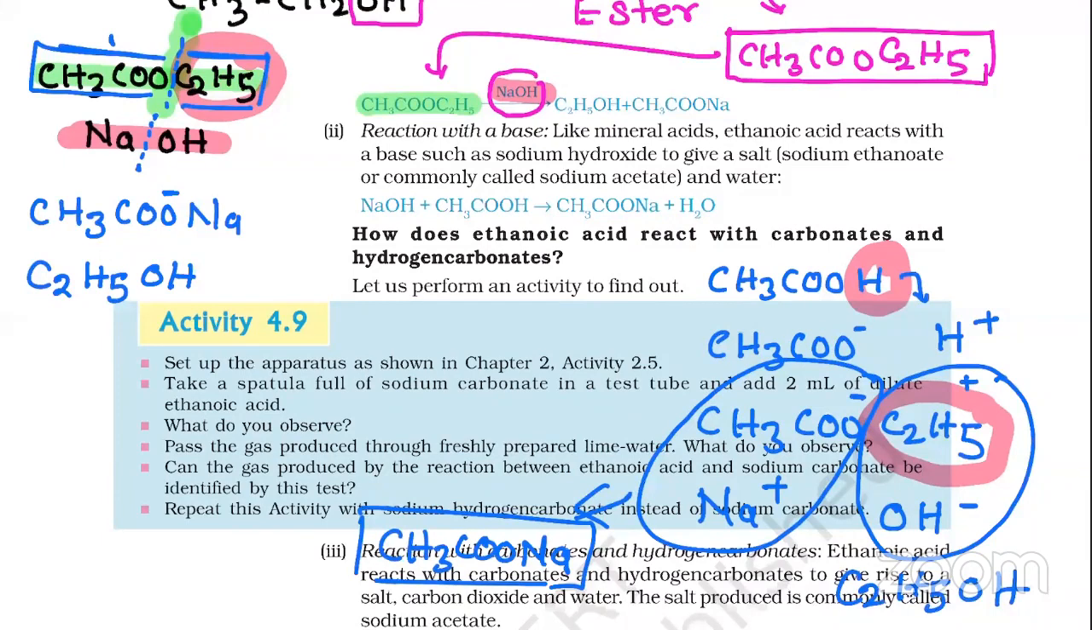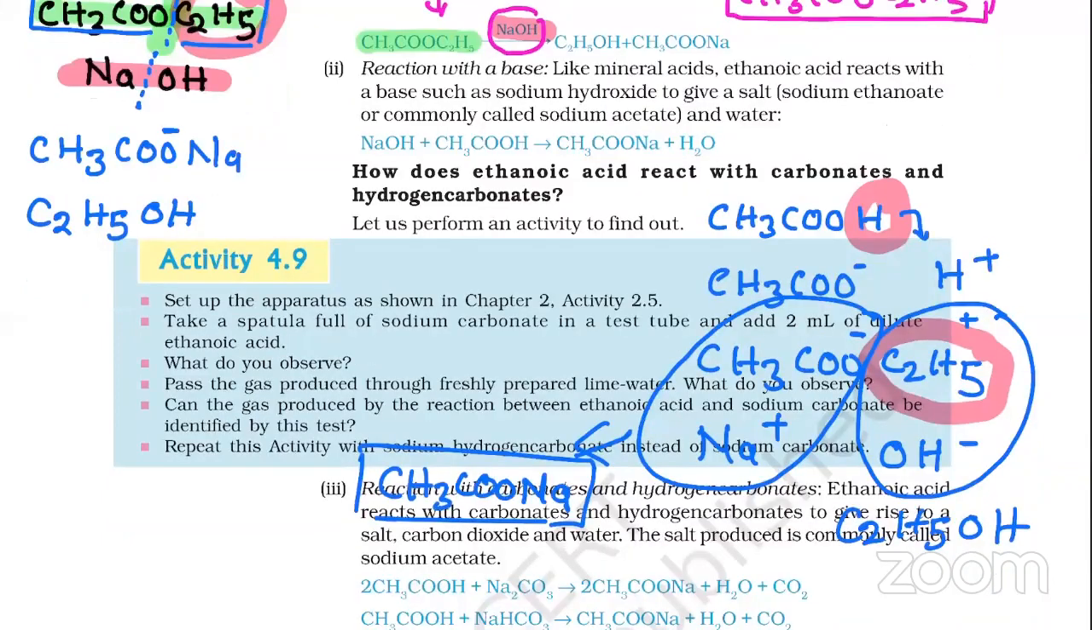Is it clear or not? Okay, good. So now you can easily write the product, right? Now you can easily write the product. So should I clear it? Should I remove it from the board?